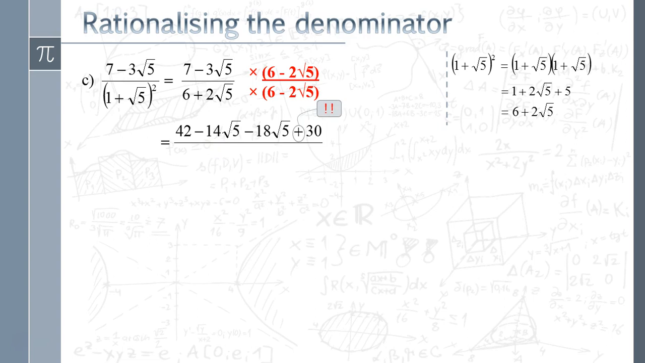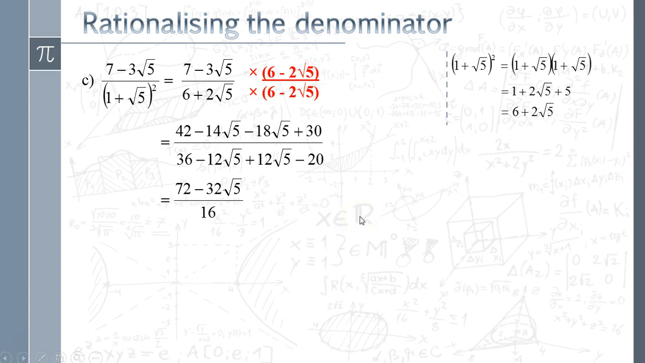Do the multiplying out, and notice we've just got to be a little bit careful with signs. I've put that exclamation mark there just to make sure we're aware that we've got a minus 3 root 5 and minus 2 root 5, so that becomes a plus, minus times a minus. And on the bottom, there's my 4 terms, and again we're going to notice that the terms in the middle, minus 12 root 5 plus 12 root 5, are going to disappear, and so I'm left with that.